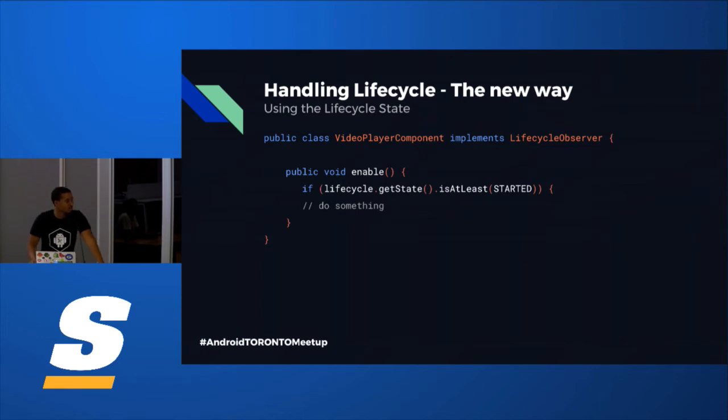So the second option would be, let's say you only want to do something after you know that this state was concluded. Let's say you want to make sure that you only start playing back the video after the whole UI is configured or something like that. Inside the LifecycleObserver, you can just say lifecycle.getState().isAtLeast(STARTED). In this case, STARTED is a state. So we want to execute something only if the state is reached.